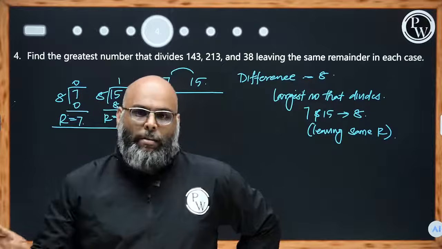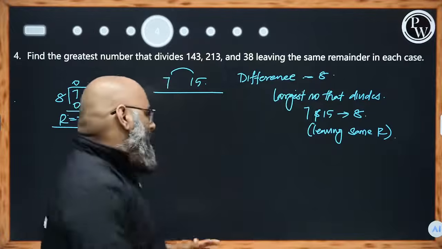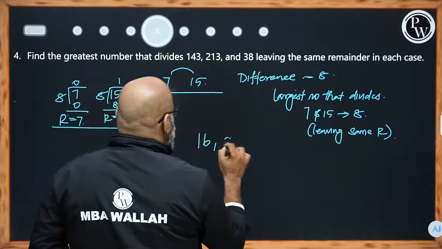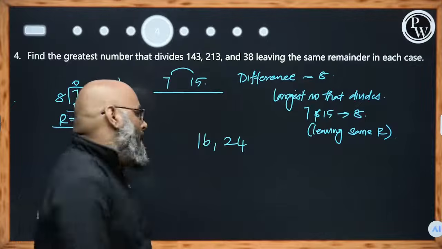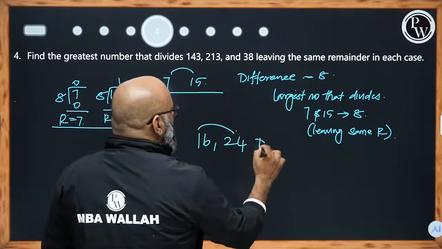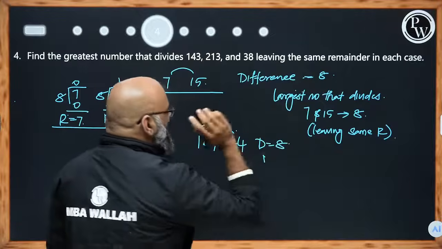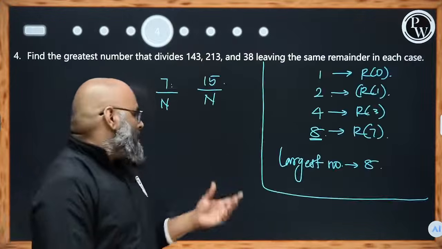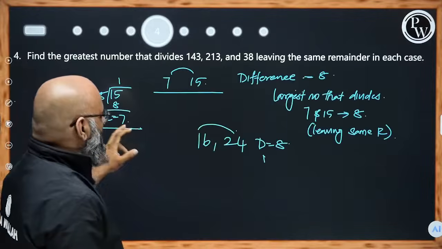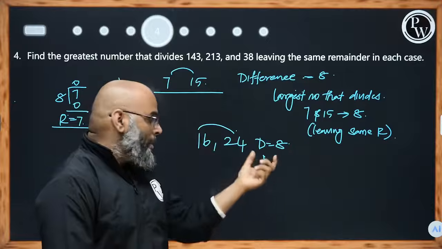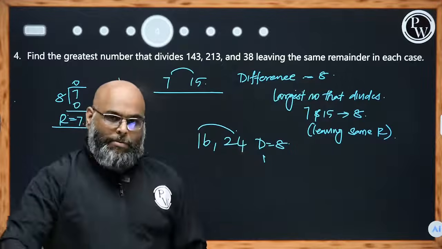Leaving out the same remainder. For any two given numbers, take 16 and 24. What is the largest number that would have divided both the numbers, leaving out the same remainder? Check this out. Difference is 8. And that's the largest number. Since in this condition the remainder would be 0, we call it HCF.